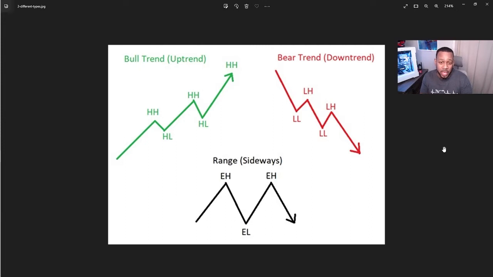Regardless of whether it's sideways or not, if you look at the structures, you'll still see that the market is always trading between several different ranges. And right here, what we're going to do is talk about those ranges.